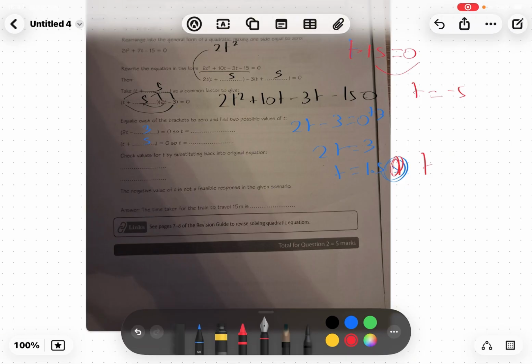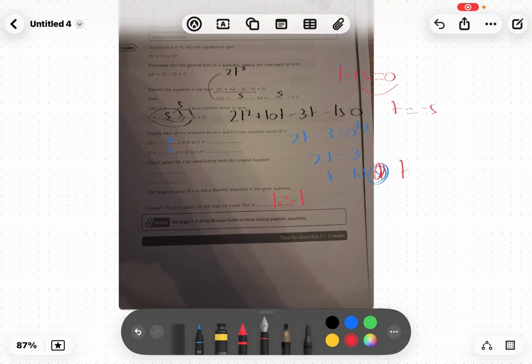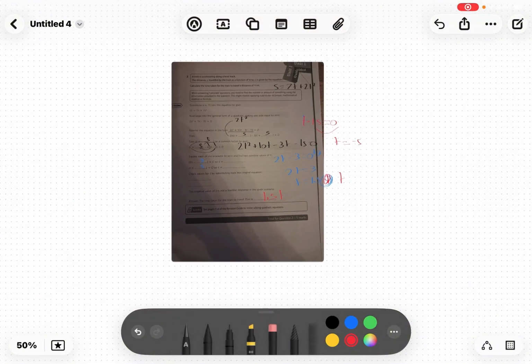So the answer is going to be 1.5 because it's not negative. So that will be the answer for this one.